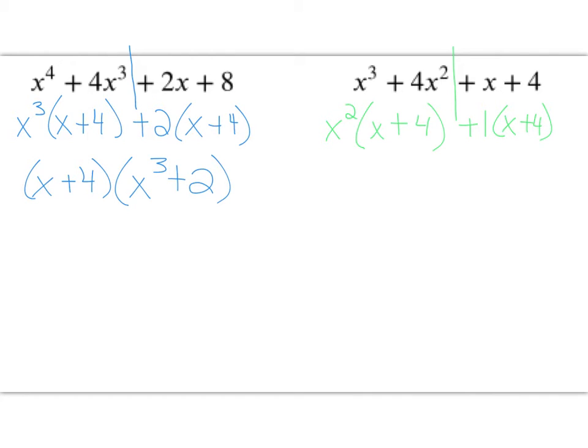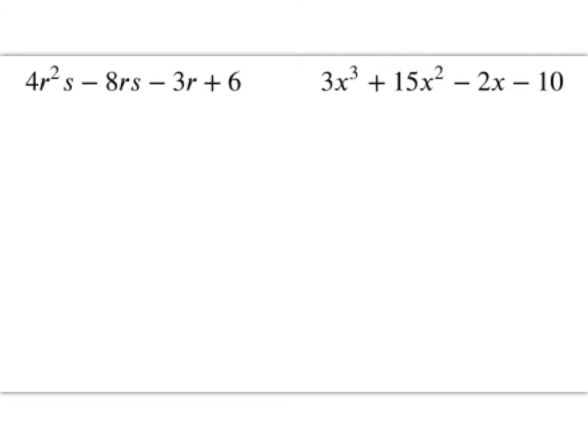So now I have x plus 4 common to the first half and the second half. So I'm going to factor out x plus 4. And in the first half, I'm left with x squared. In the second half, I'm left with plus 1. So this 4-term polynomial factored into x plus 4 times x squared plus 1.